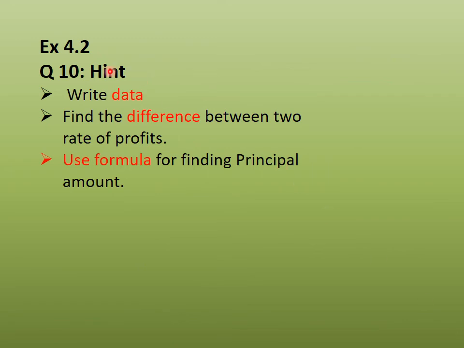Now exercise number 4.2, question 10. This is the hint. Write data. There are two rates given. Find the difference between the two rates. Use that rate. Use formula for finding principal amount and get your answer.